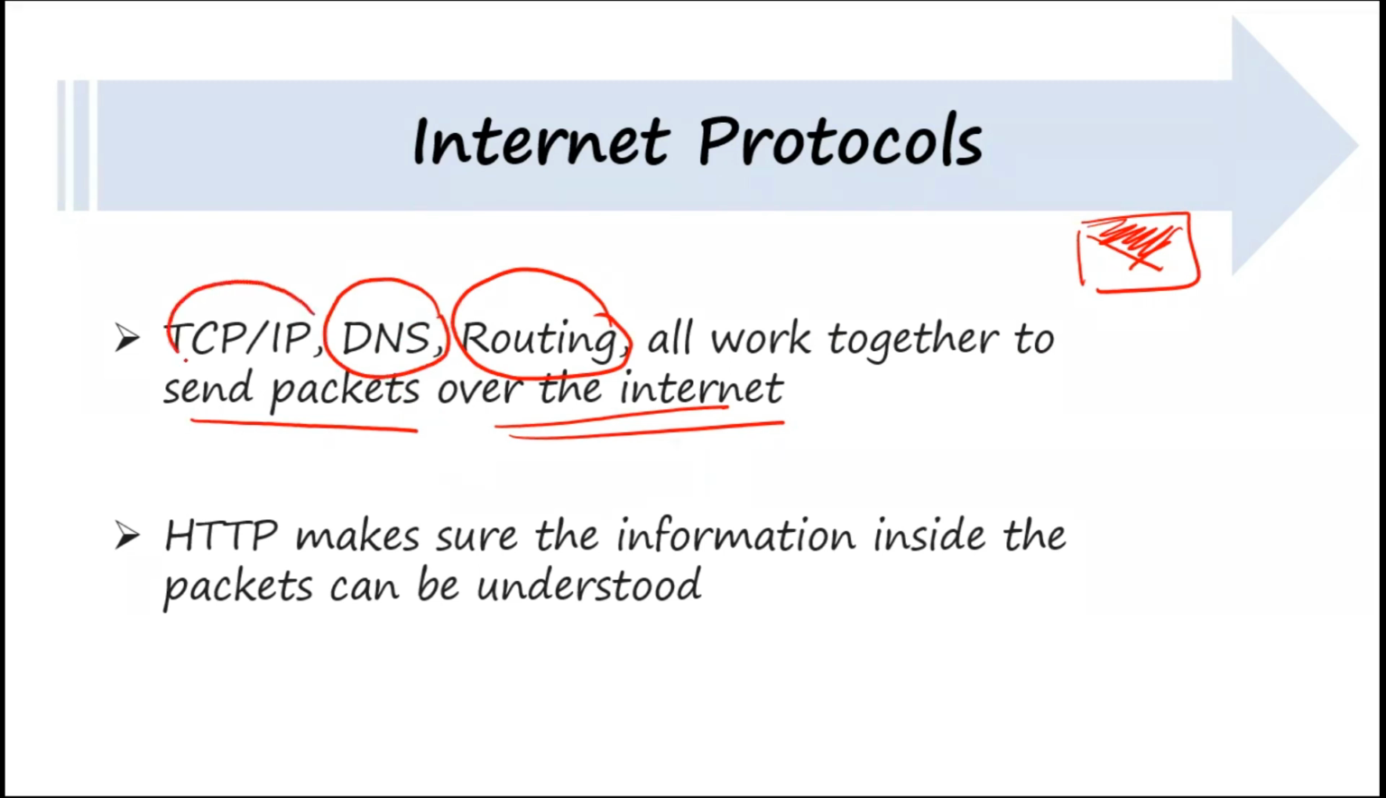TCP/IP breaks the data into small packets, and tells that each package must contain certain metadata, like the address of sender, receiver, size, and your package number. And what HTTP does, HTTP makes sure that information inside the packets can be understood. It structures the request and response we are sending. These request and response are inside several different packets. So every package has the request message associated with it.